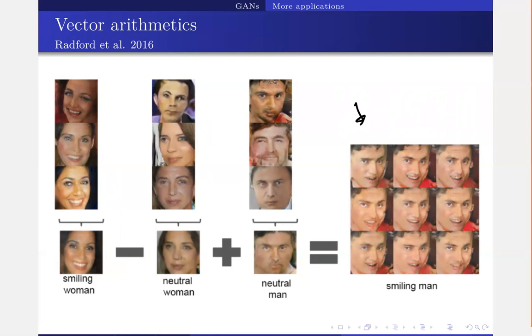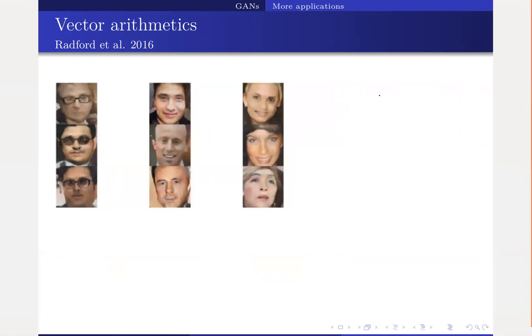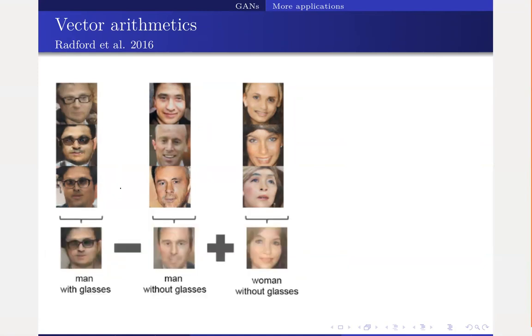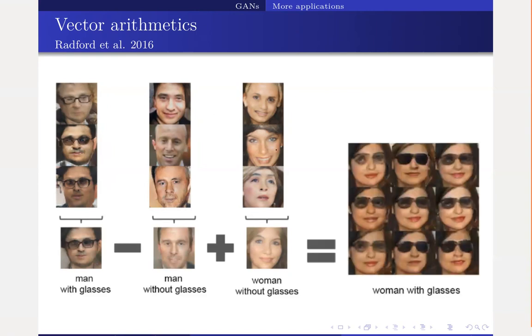Even though there is actually some mode collapse, you see they are very similar. That's reasonable, because I have the same C here. I can also do this with glasses: take a man with glasses, subtract a man without glasses, and then add a woman without glasses, then I can generate images of a woman with glasses.